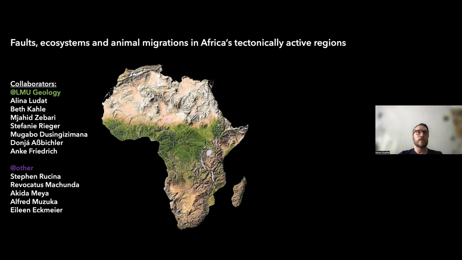And so we thought it might be interesting to also look at more different locations where we can see present-day animal migrations throughout Africa. And we have right now several projects in Eastern and Southern Africa going on with a number of collaborators that are listed on the left-hand side here. And I'm going to focus on one of the studies that actually has just been published by Alina Ludat. And this is located in the Serengeti-Mara region in the Kenya-Tanzania transboundary region.